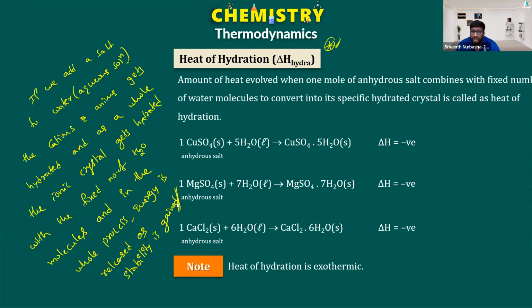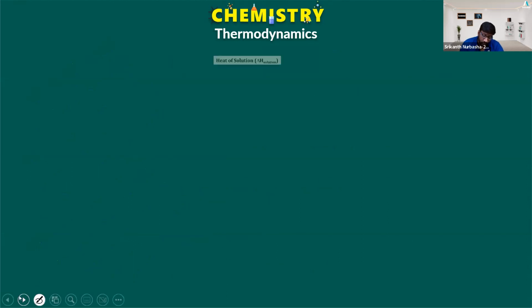Whenever a particular ionic compound is added to water, because of the hydration of these ions, the H2O molecules are attracted towards the respective cations and anions, because H2O is a polar molecule which has partial positive charge on hydrogens and partial negative charge on oxygen. Because of this hydration, stability increases, which means energy is released, and delta H is going to be negative for that process. That amount of heat released is nothing but heat of hydration.